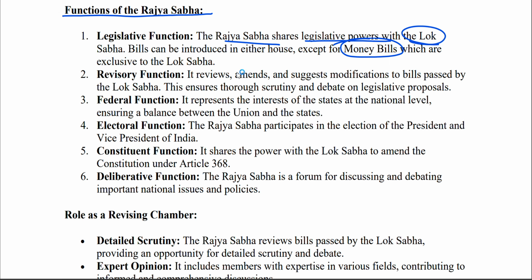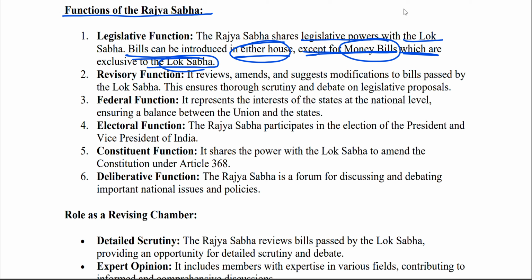Right. So the Rajya Sabha has legislative powers. It shares the legislative powers with the Lok Sabha. The bills can be introduced in either house. So we say that bills can be introduced in both the houses except for the money bills. There is an exception to this, and this exception is only the money bills which are exclusive to the Lok Sabha. So money bills are exclusive to the Lok Sabha.